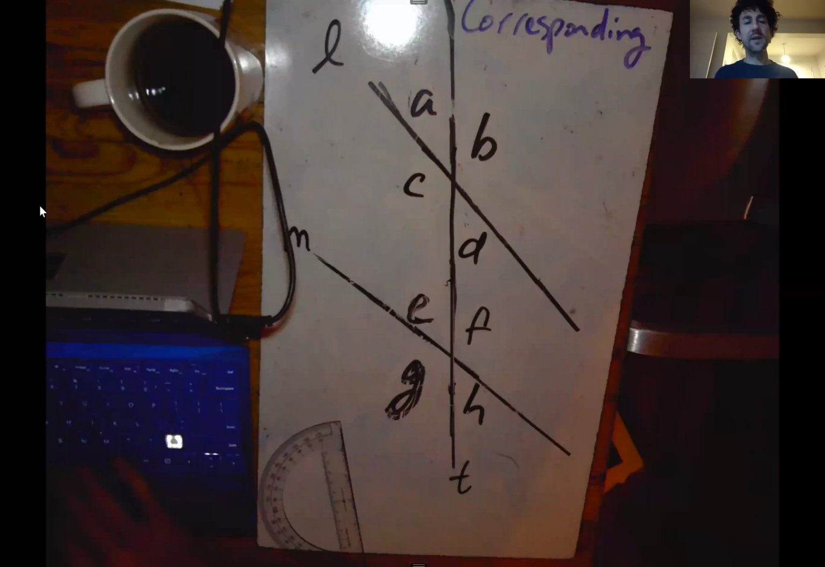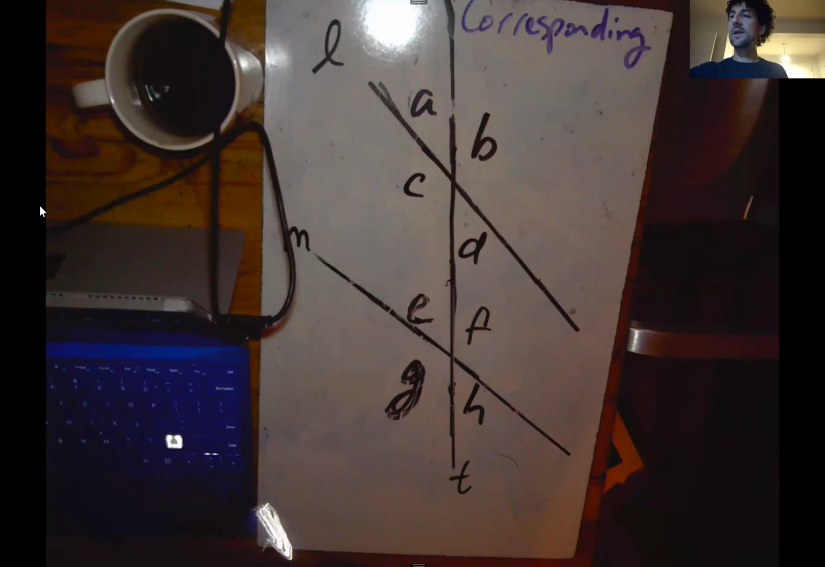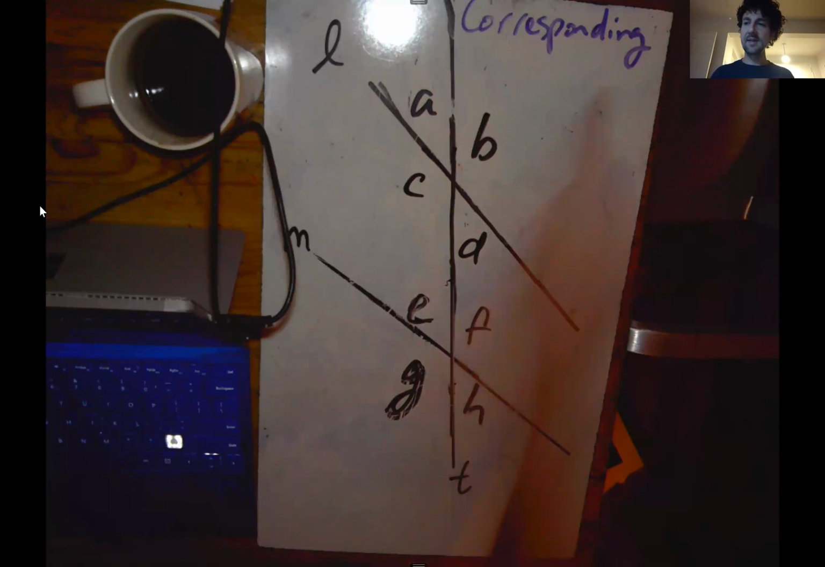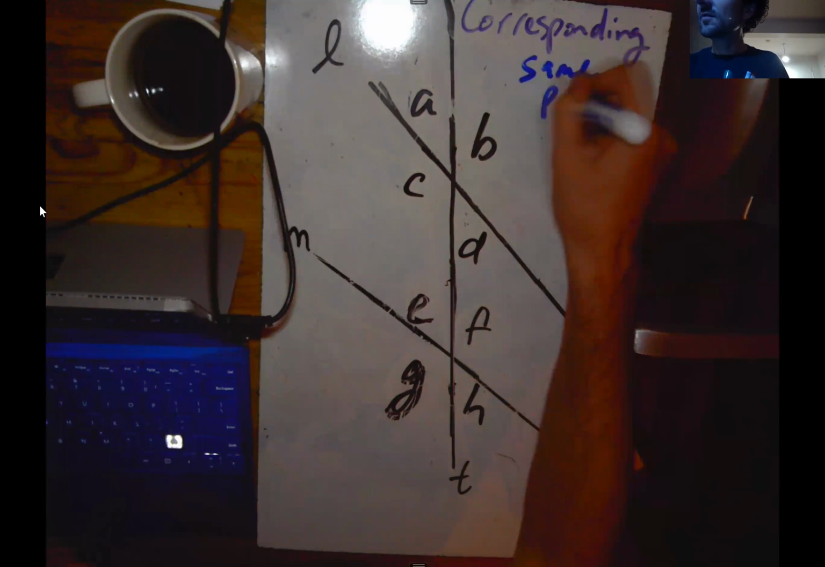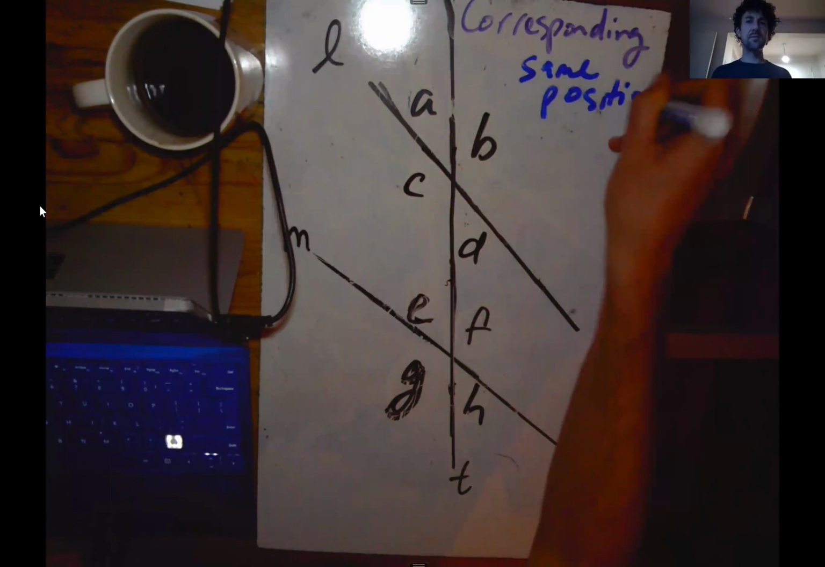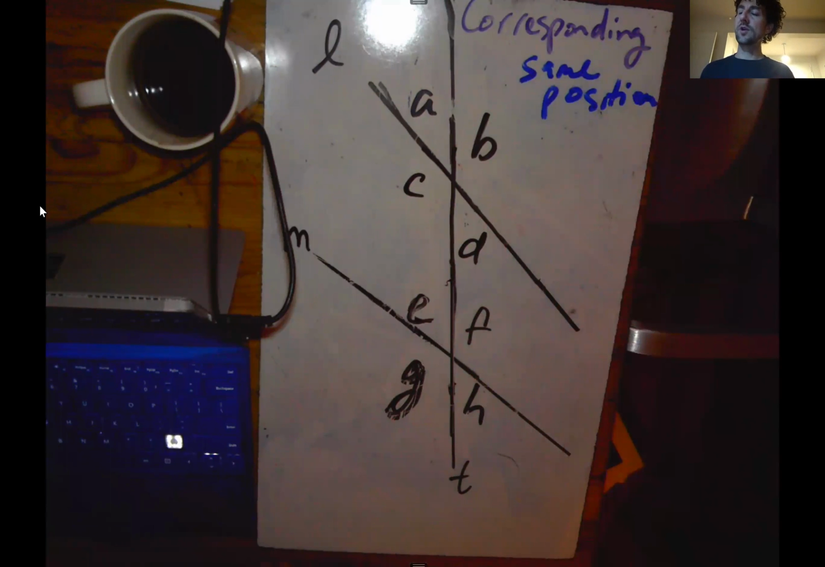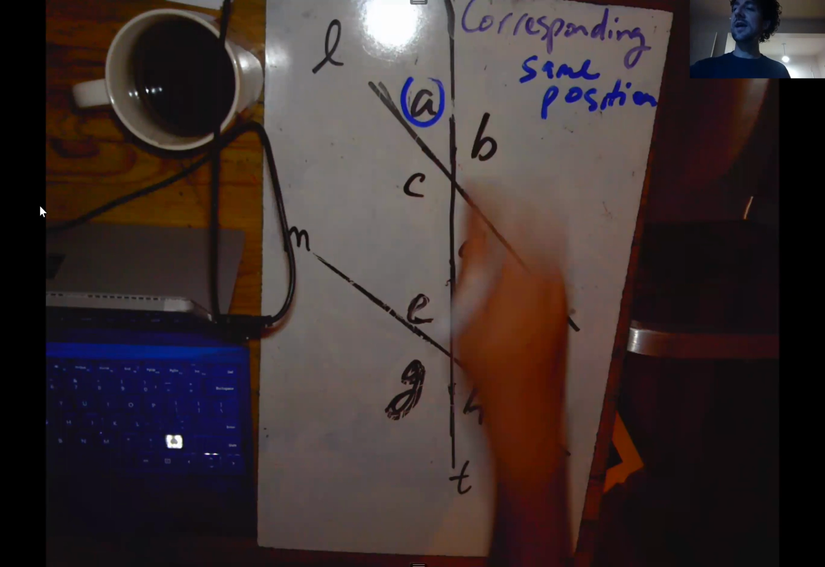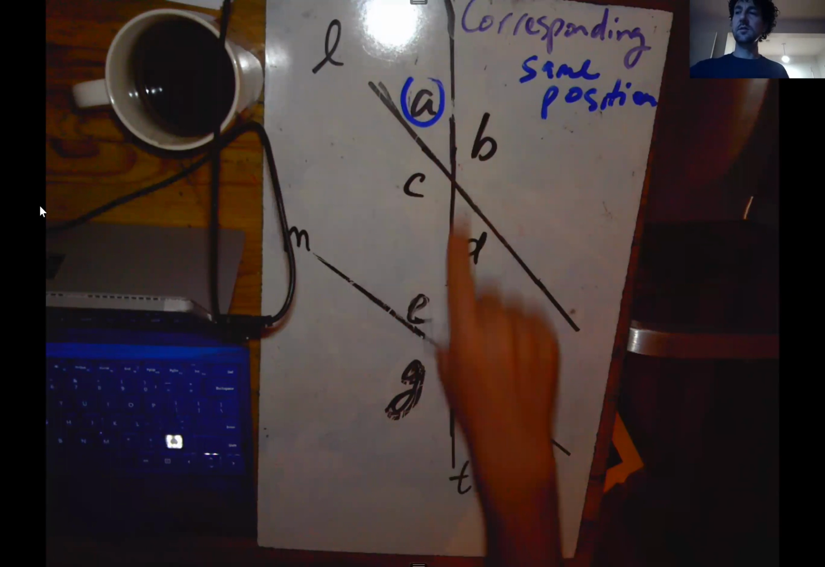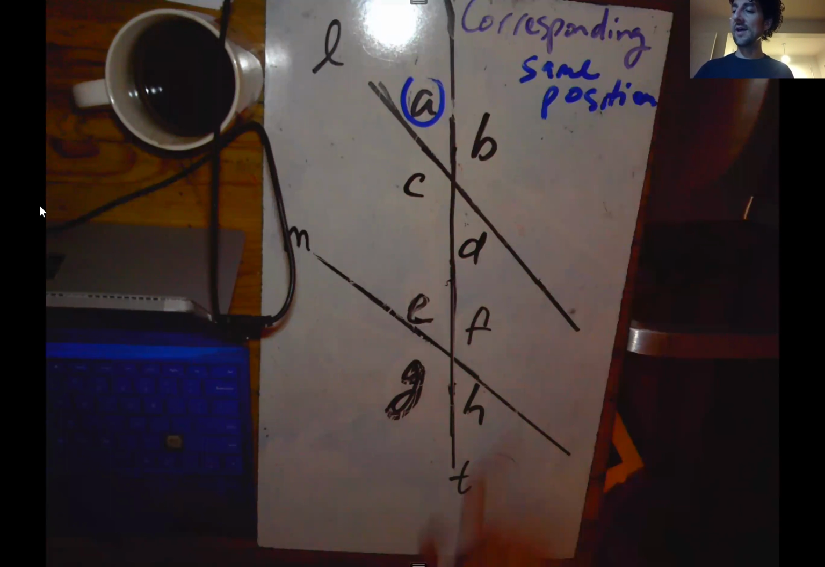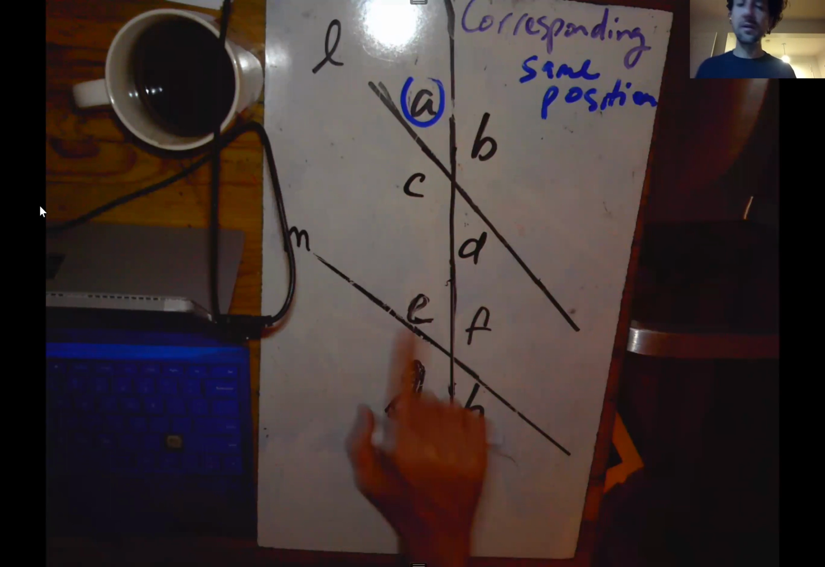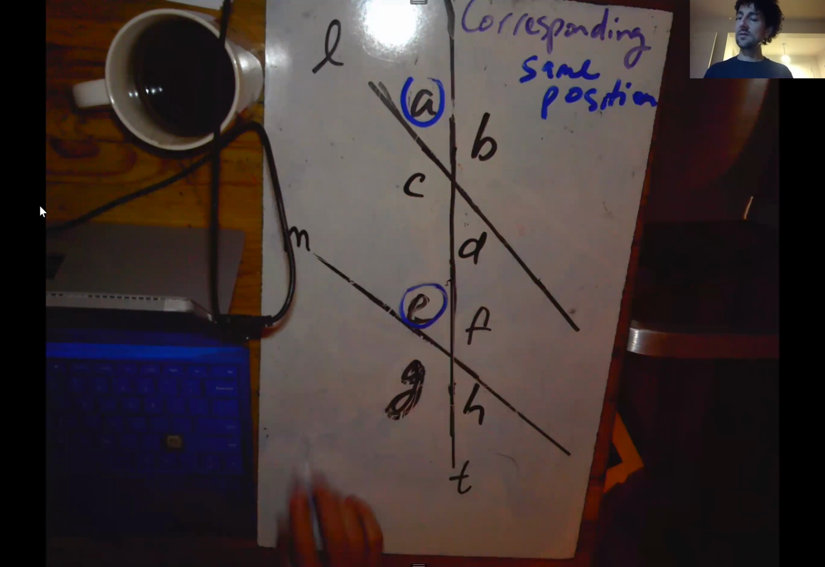There are four pairs of corresponding angles. Corresponding angles are found in the same position at a different intersection. So for example, angle A is in the upper left at this intersection. So to be in the same position would again be in the upper left. So A and E are corresponding.